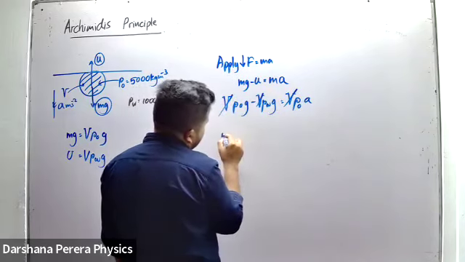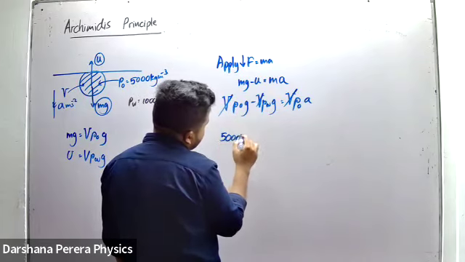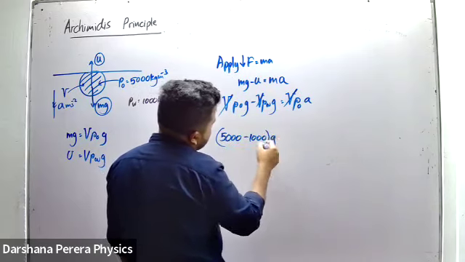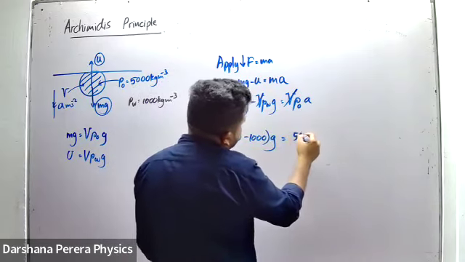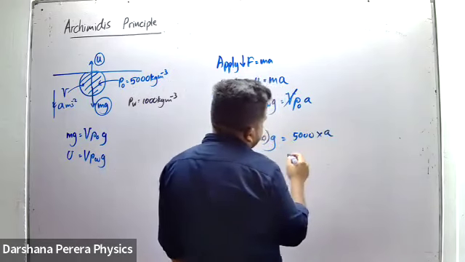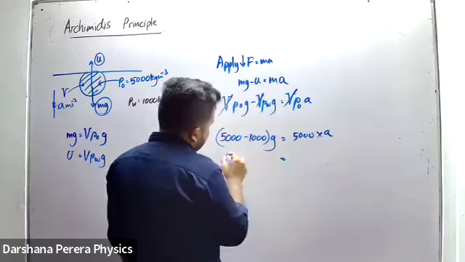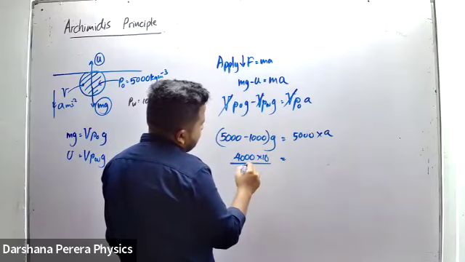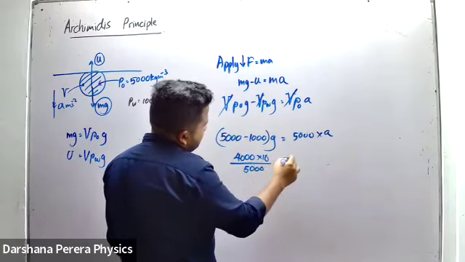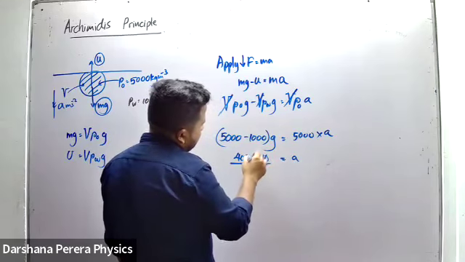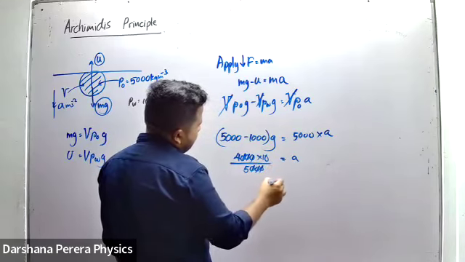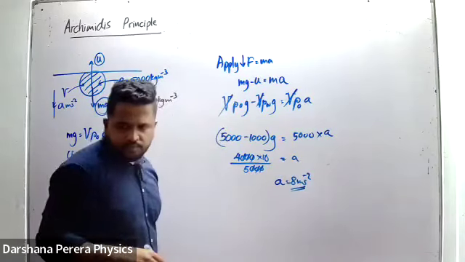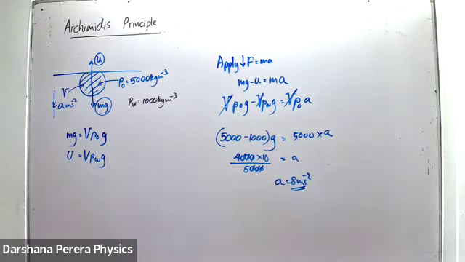Rho naught means 5000, minus 1000, into g equals 5000 into a. So this is 4000 into 10, equals 5000 a. Therefore, a equals 8 m s^-2. Okay, this is the answer.